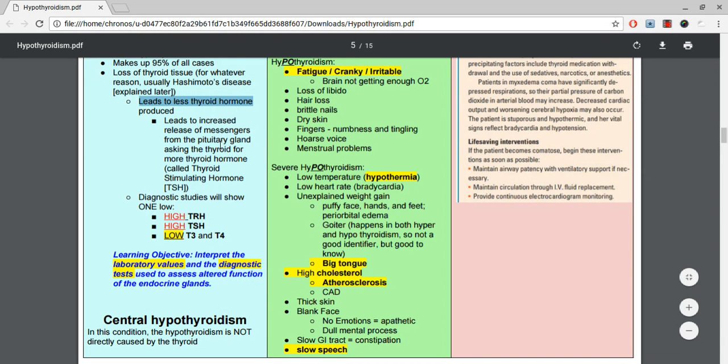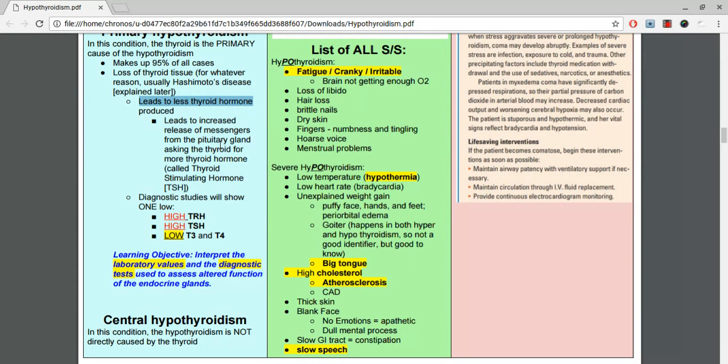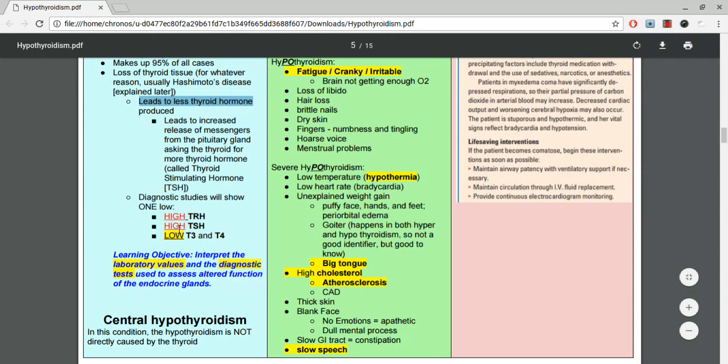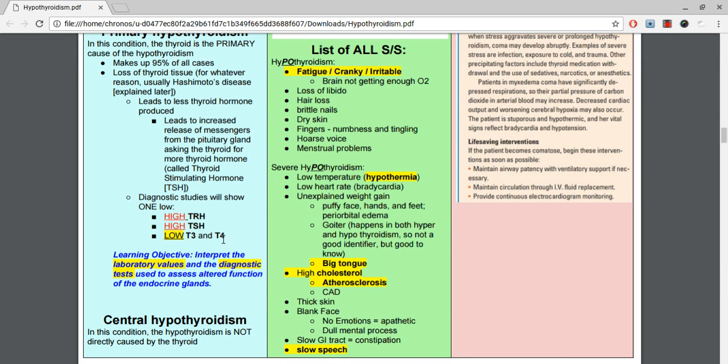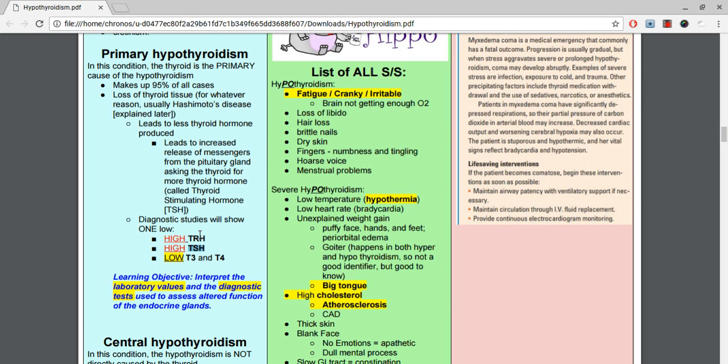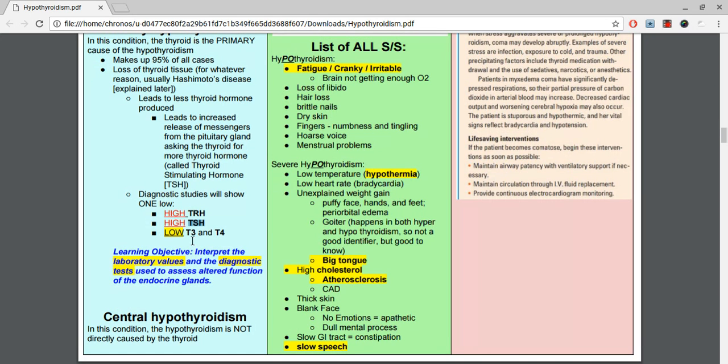In the lab, the diagnostic studies will show you this, that one of these is going to be low, which is the thyroid hormone. Just the thyroid hormone is going to be low, but the TRH and the TSH are going to be high, okay? Okay, so the hypothalamus and the pituitary gland are working. The main problem is the thyroid itself, which is why only the T3 and the T4 are going to be low, okay?